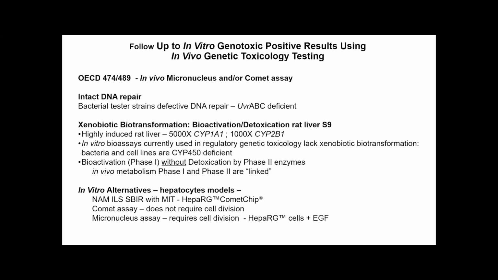binding DNA. And this is one reason we got this SBIR grant, because we're using HepaRG cells, which have both phase 1 and phase 2 metabolism, and that comet chip technology I talked about with MIT to develop a high throughput comet assay in human hepatocytes.